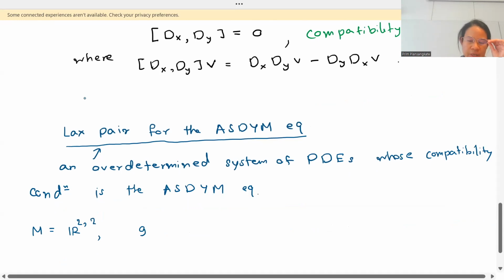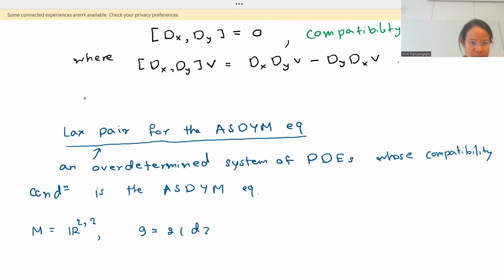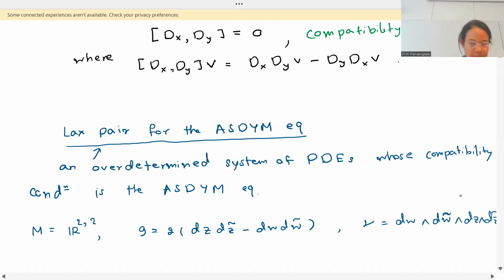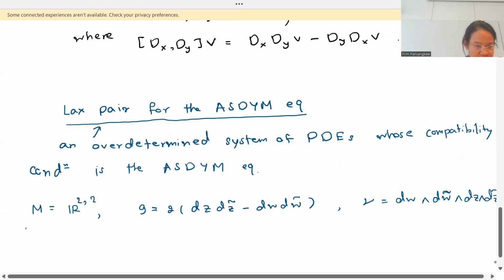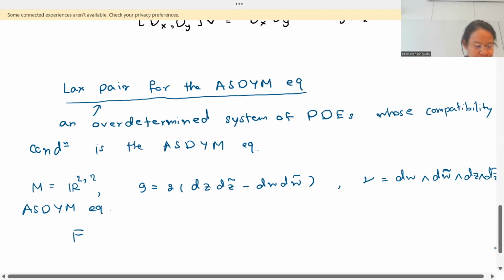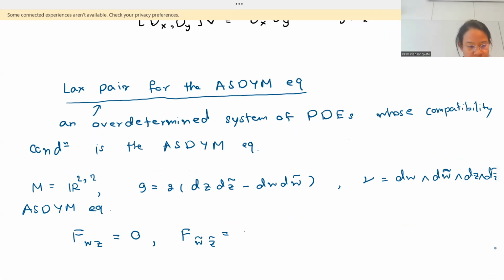Let me formulate this on R^2 using double null coordinates. So we rewrite this. This is the flat metric in double null coordinates and the volume form. In these coordinates, the anti-self-dual Yang-Mills equation is these three equations here. I want to write down an overdetermined system whose compatibility condition is the system of three equations here.